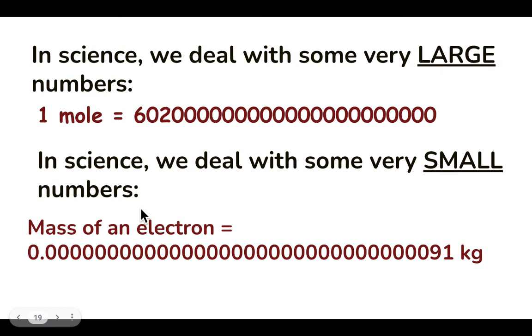So in science, the reason why we use scientific notation is that we deal with some very large numbers. For example, we're going to use a unit called 1 mole. And 1 mole is this number.